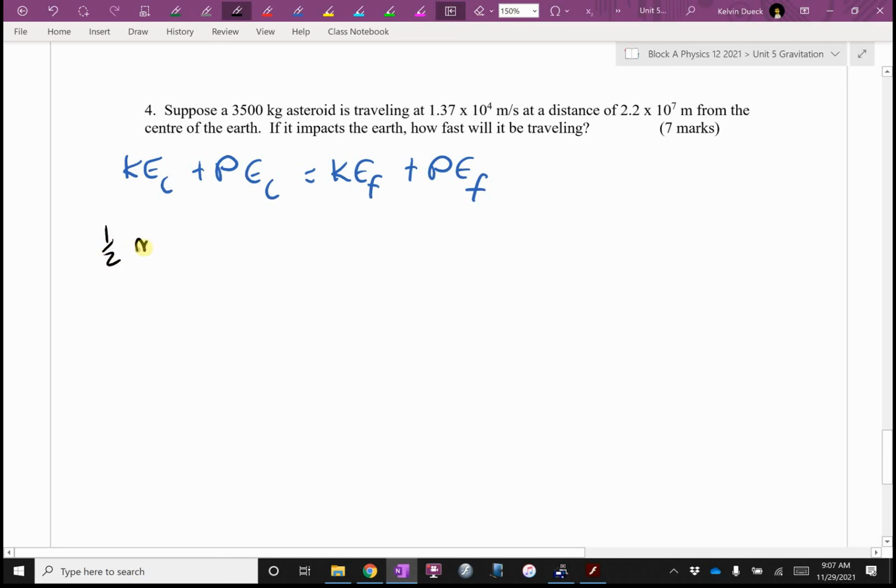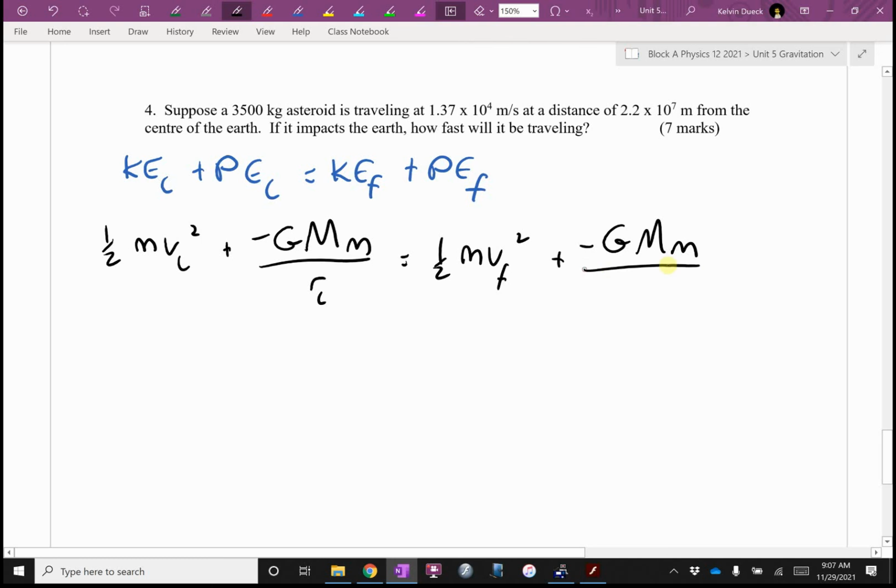A half little m v initial squared plus negative big G big M little m over R initial equals a half little m v final squared plus negative big G big M little m all over R final. Yes? You could also make potential final.